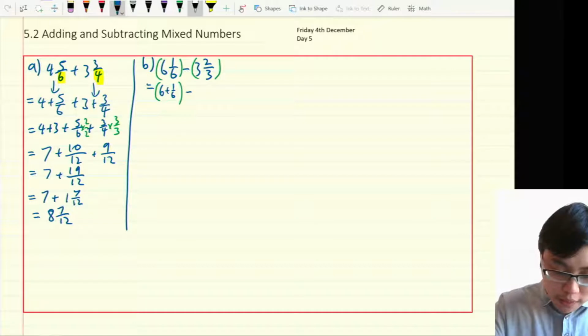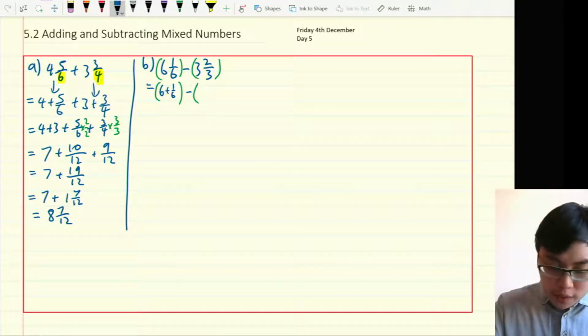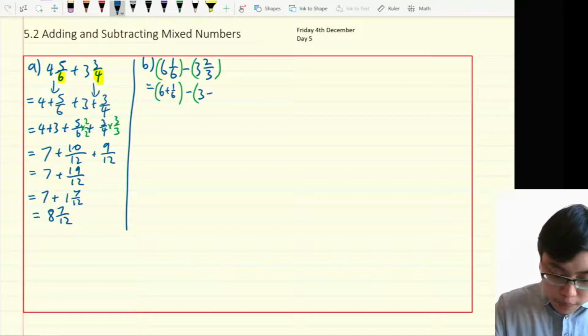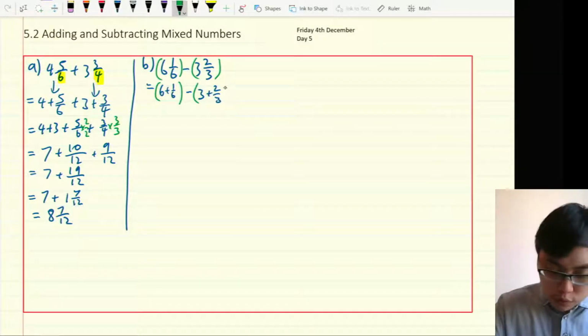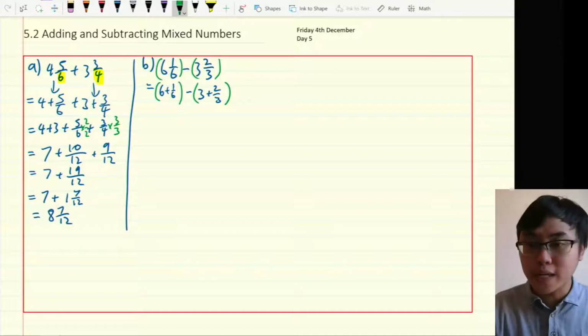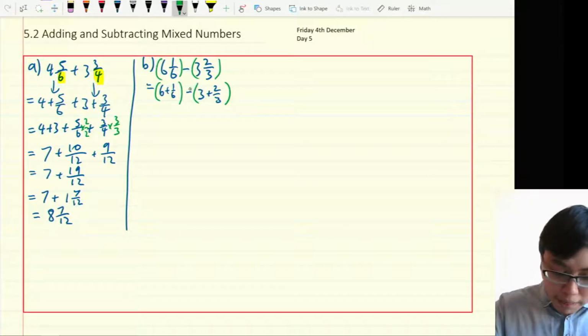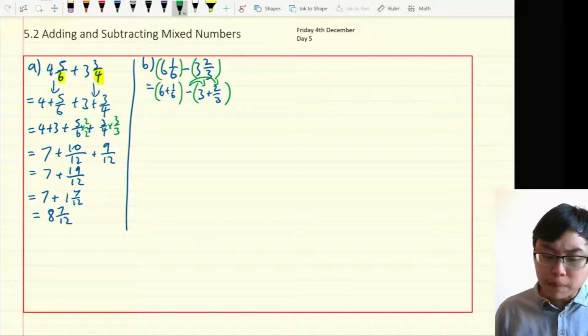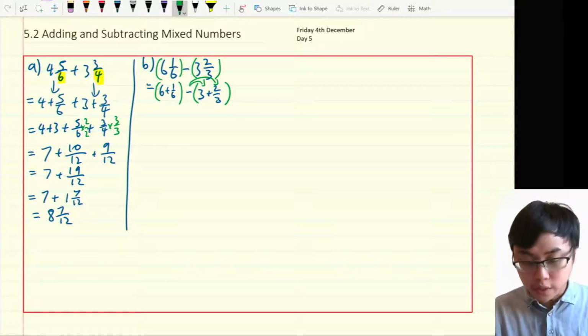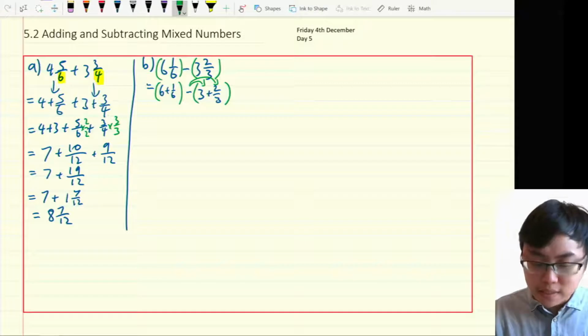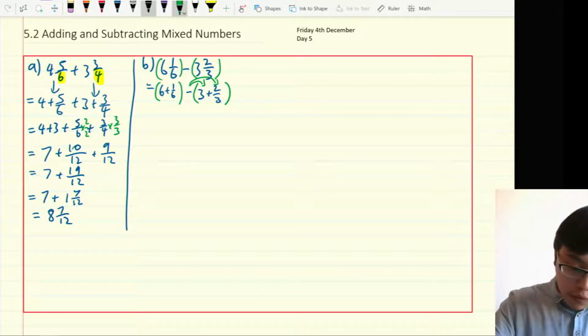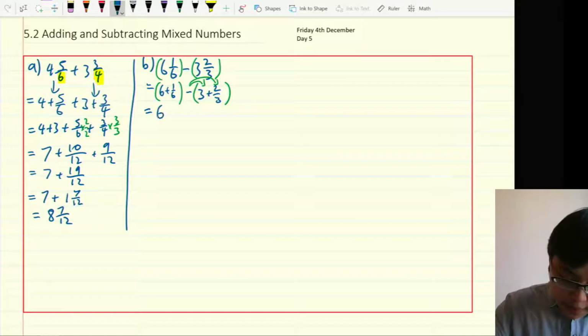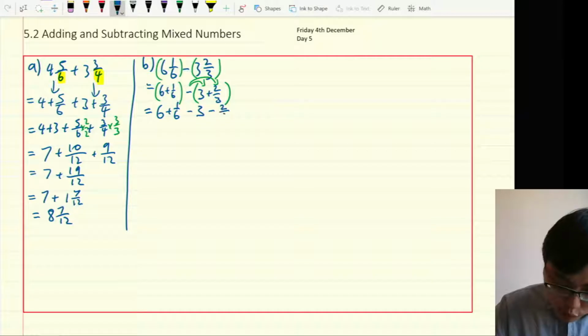And then we would subtract, and then we would open bracket, and then 3 and 2/3, we're going to split it into 3 plus 2/3. And then let's close the bracket. Now, the reason why I put brackets is because when I have a minus in front, the minus refers to both the 3 and the 2 over 3. So actually, when I open the bracket later on, it's going to be minus 3 minus 2 over 3. So let's go ahead and open those brackets. That is the same as 6 plus 1 over 6 minus 3 minus 2 over 3.